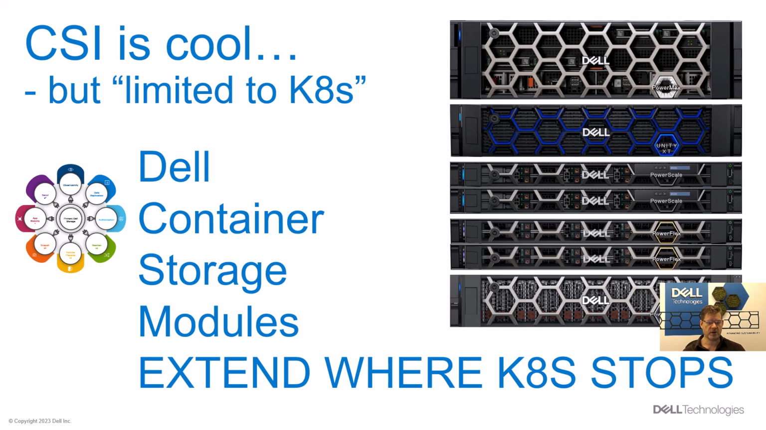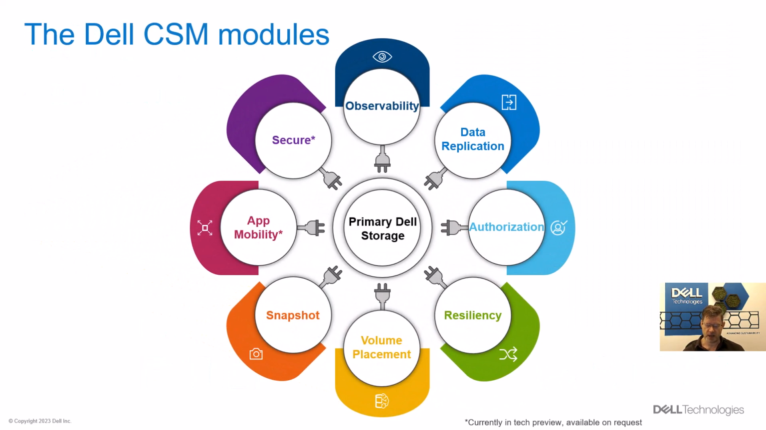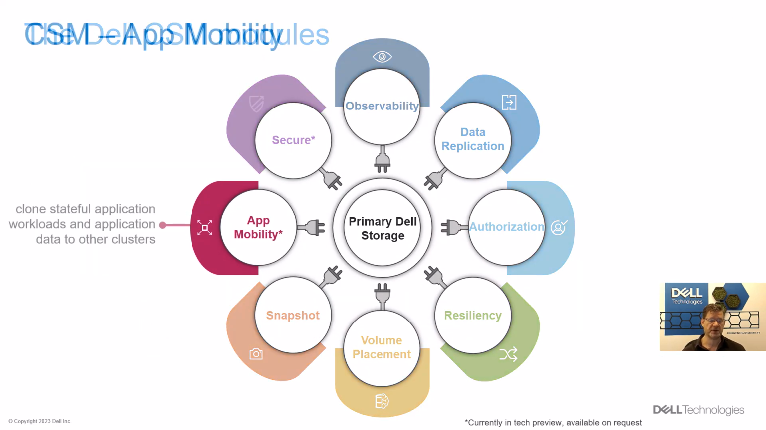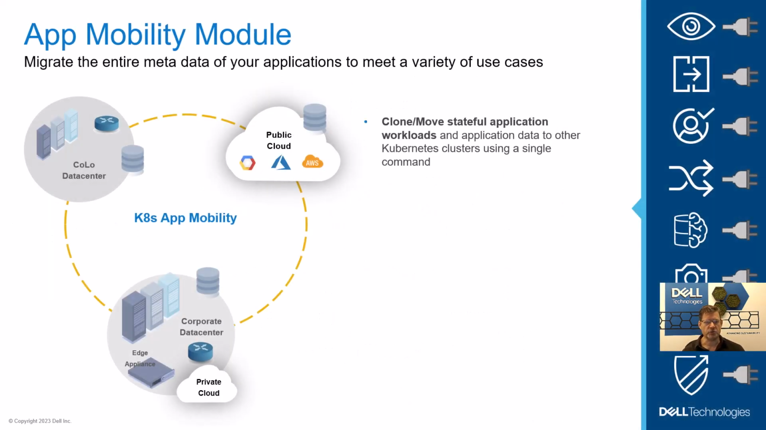So looking at the different modules that we have, you can see there's quite a lot of them at the moment. But today we'll be focusing on this particular one, App Mobility. It's still in tech preview, but it's a pretty cool module. It allows you to move a stateful Kubernetes application, so with persistent storage, between different Kubernetes platforms. So that can be from ground to ground, from one data center to the other. It can be from edge to your data center, or even into the cloud.